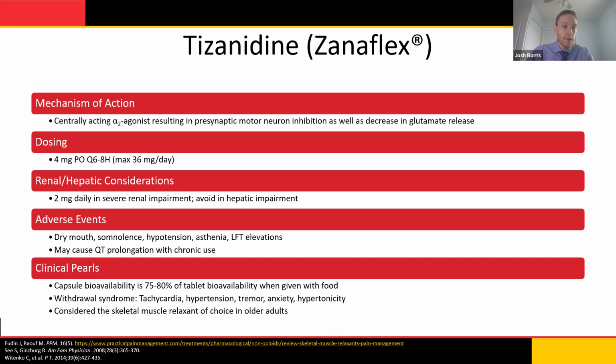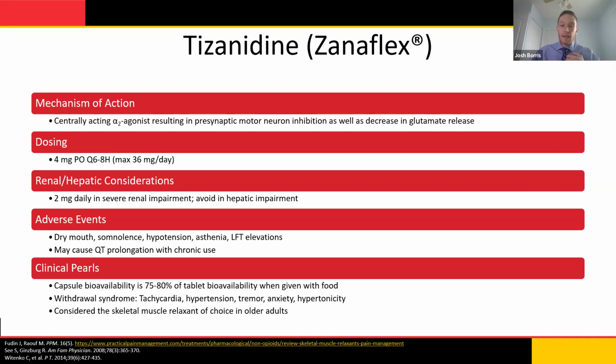So we talked about capsule bioavailability and then withdrawal syndrome. Similar to any of our alpha agonists, if patients are taking tizanidine at very frequent, high doses for long periods of time, over 2 to 4 weeks, they can have a rebound effect of tachycardia, hypertension, tremor, anxiety, and hypertonicity. So if we are taking our patients off tizanidine, we should slowly taper them and treat any effects of withdrawal if they have them. And as I said here, it's considered the skeletal muscle relaxant of choice in older adults, but it's still something that you definitely need to use caution with.